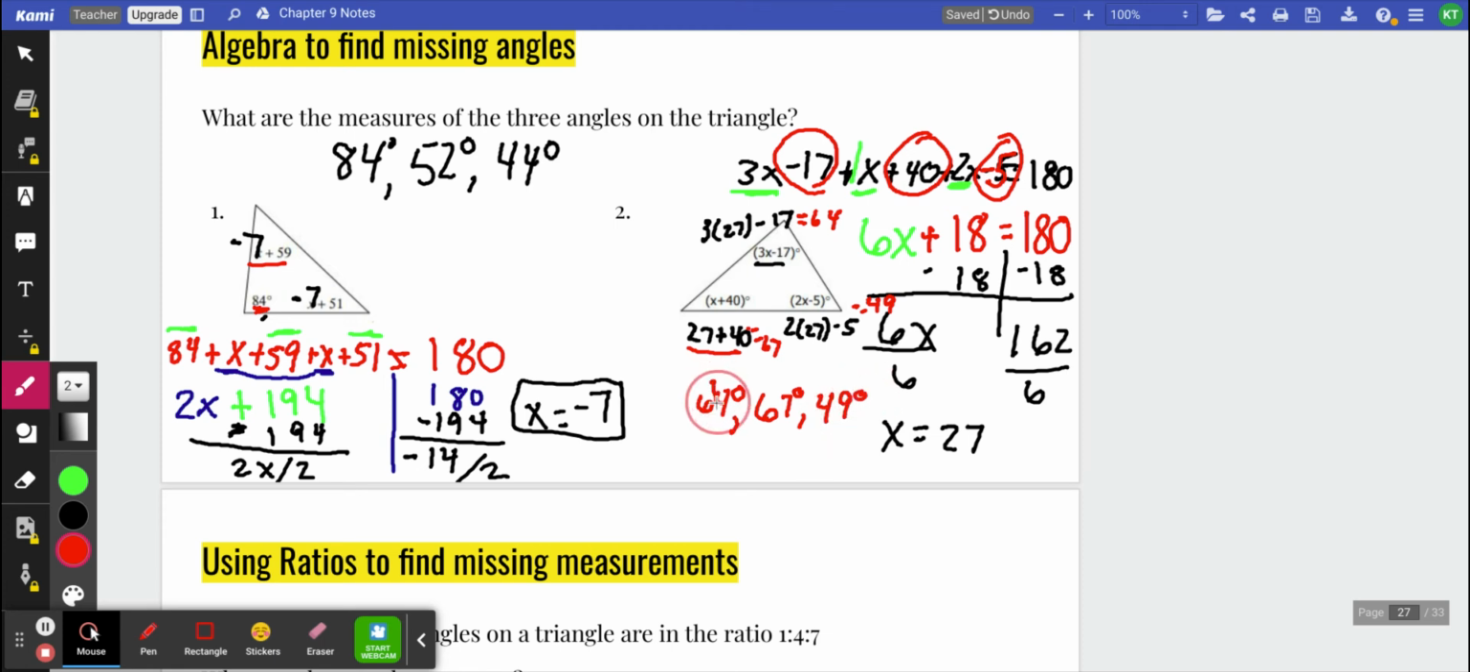Now, to check, right, I'm going to add 64 plus 67 plus 49. And these three total up to 180 degrees. So those are my three angle measures on that triangle.